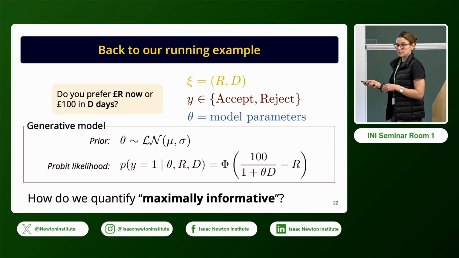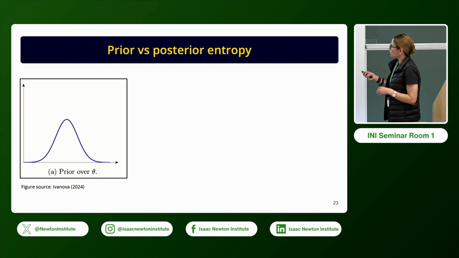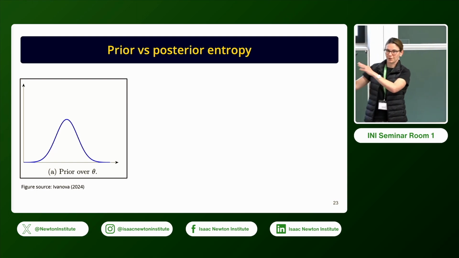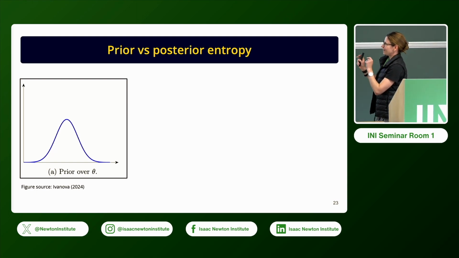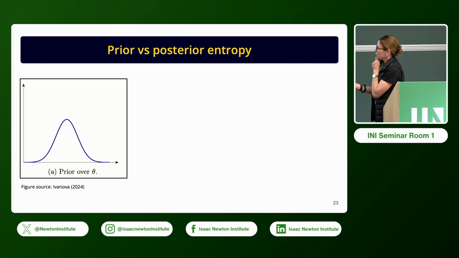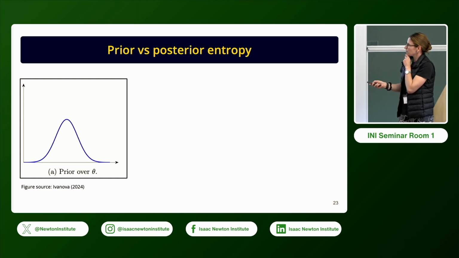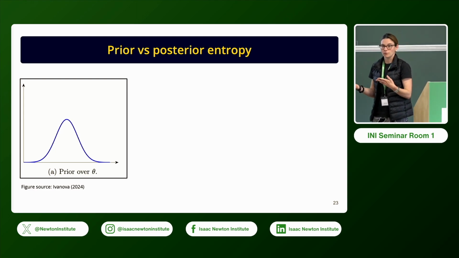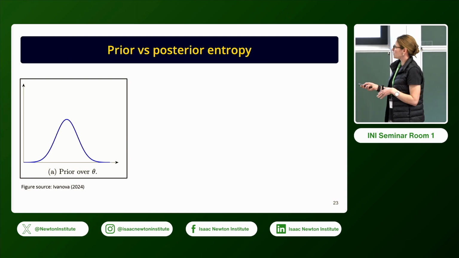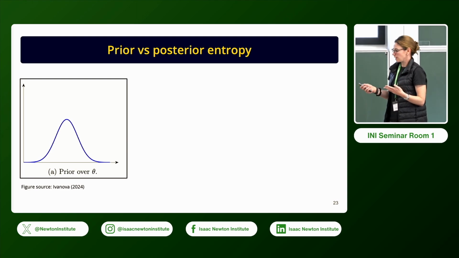Now, what do we mean by maximally informative? What will be the maximally informative design? And I hope a little graphic will help you understand what we mean here. So, we start with some prior over our parameter, right? And our prior has some level of uncertainty.